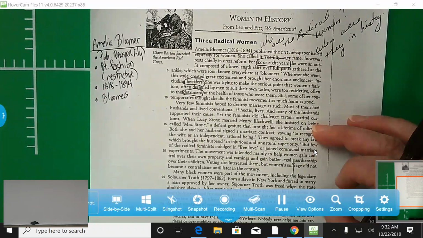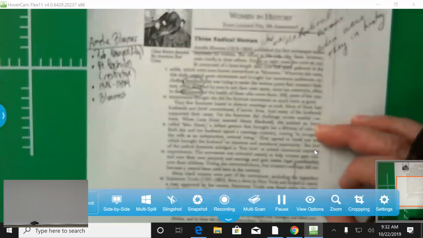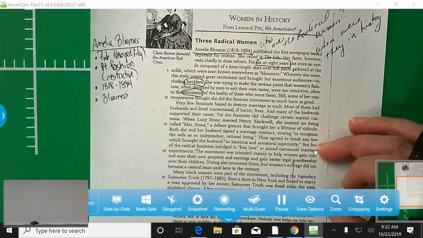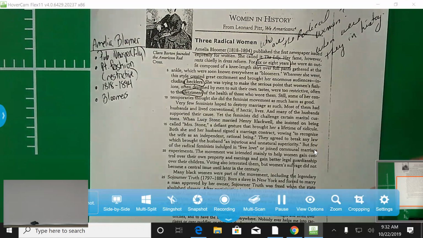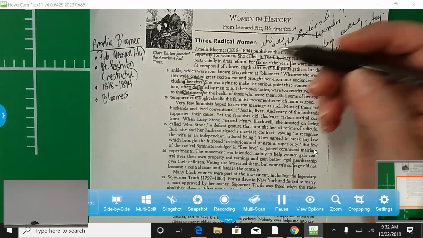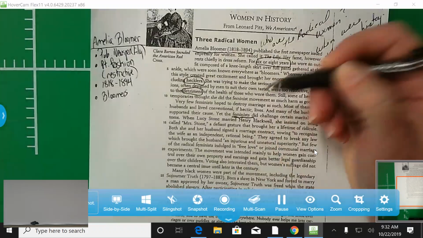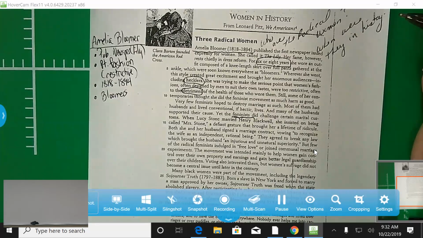Here's my question. Who or what is that passage about? I would agree. I think it is about feminists. One key feminist they do talk about is Lucy Stone, but it's really talking about what the feminists wanted. So I think that's very good. It is. It's about feminists.